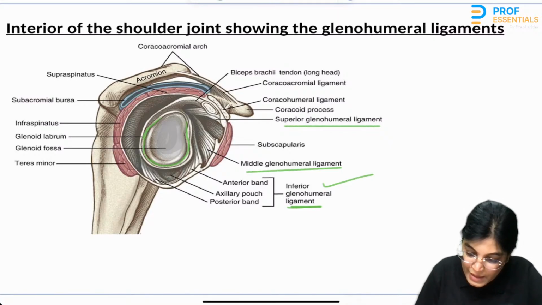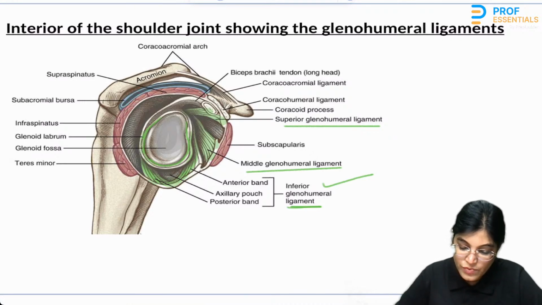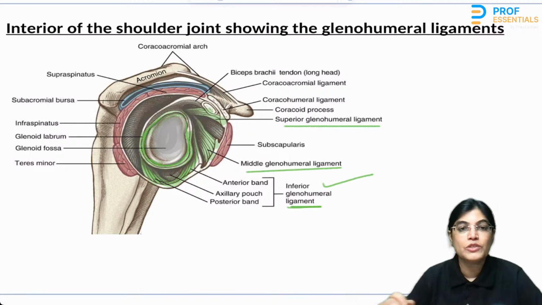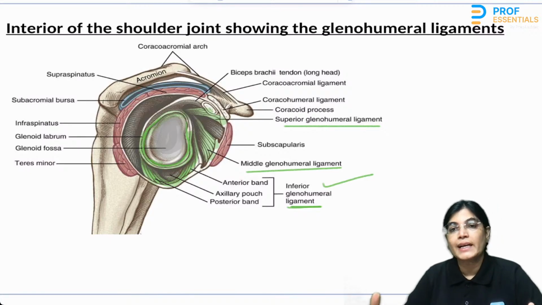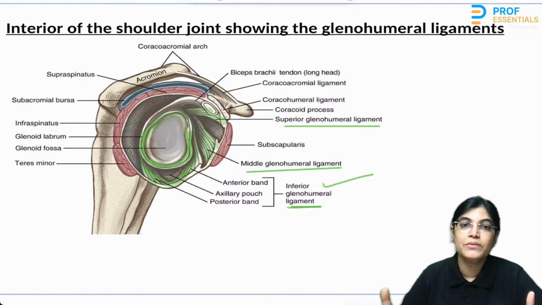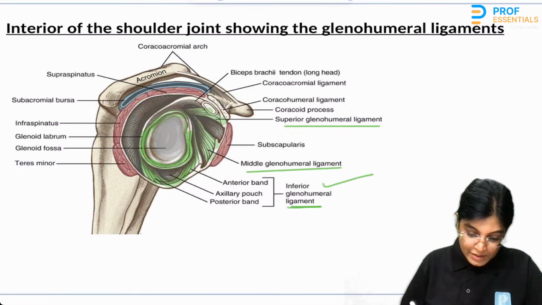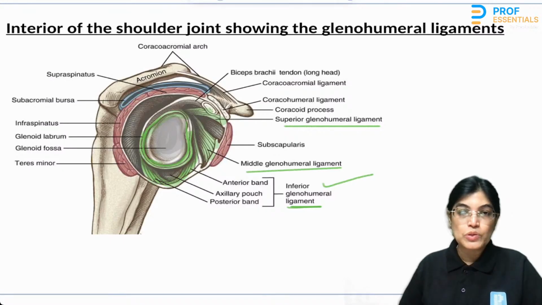Let me highlight this. This is the superior glenohumeral ligament, this is the middle, and this is the inferior, which is also forming the axillary pouch. These merge with the fibrous capsule of the shoulder joint and surrounding structures, increasing the stability of the shoulder joint. The visibility of these three parts of the glenohumeral ligament is better once you open up the joint and see its interior. So that is shown to you.